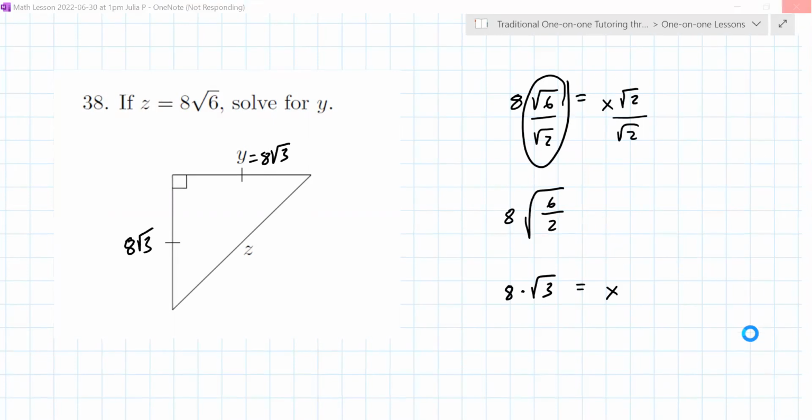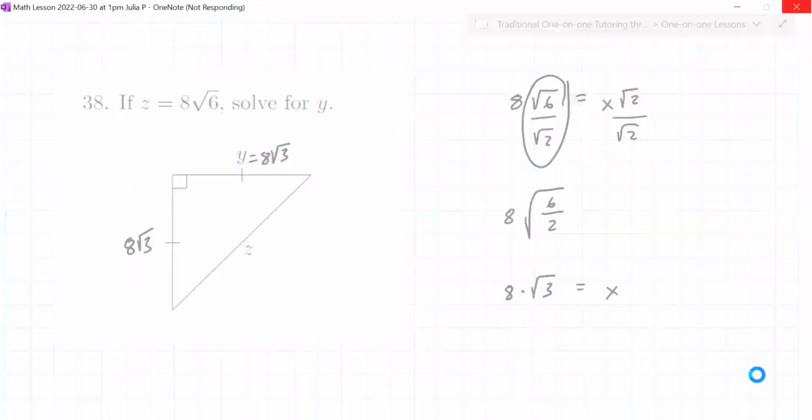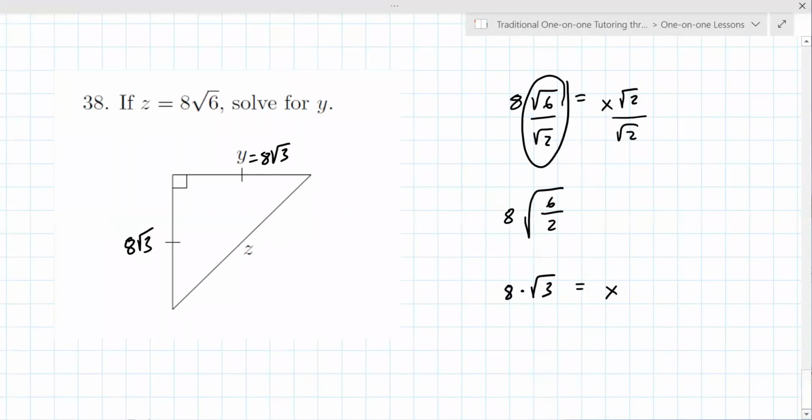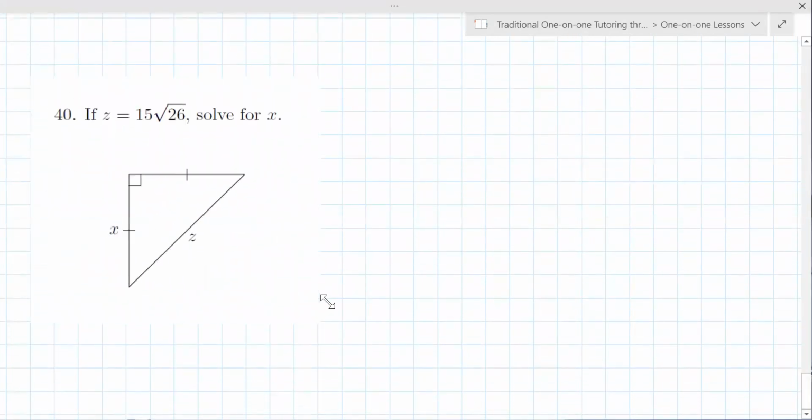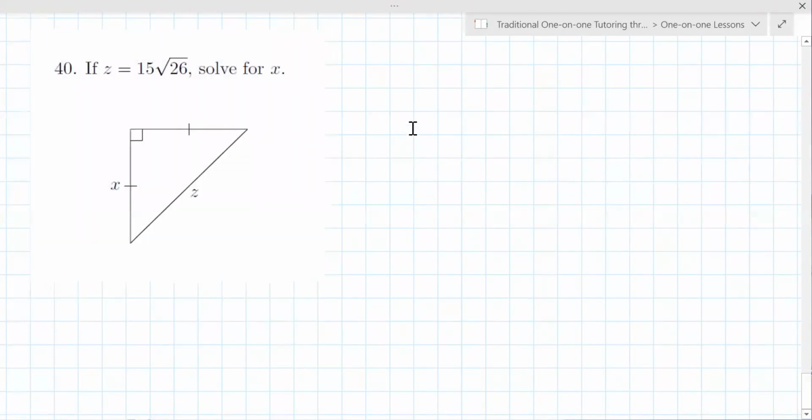So if you got that one down, sorry, I'm a little laggy on my machine. Will you please try this problem here for me? And again, you're solving for the leg. Think of this as just leg and leg. Okay.